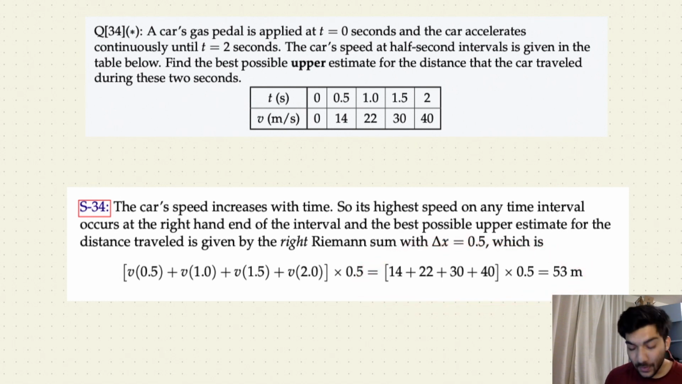So that's it for this video. I hope it made sense why we used this approach in order to calculate the best possible upper estimate.